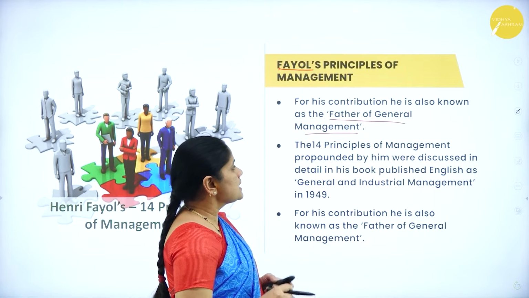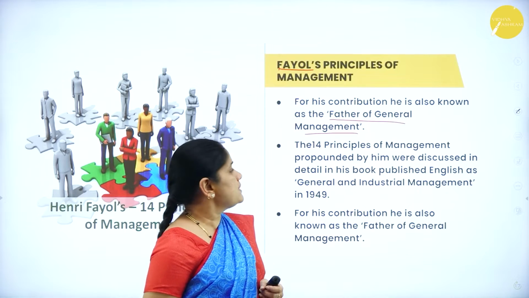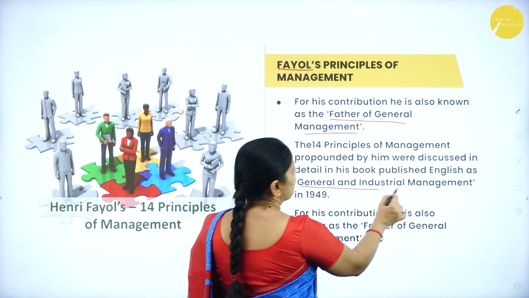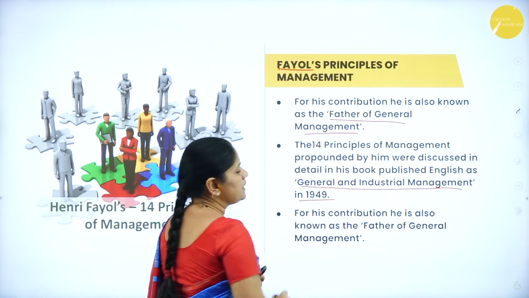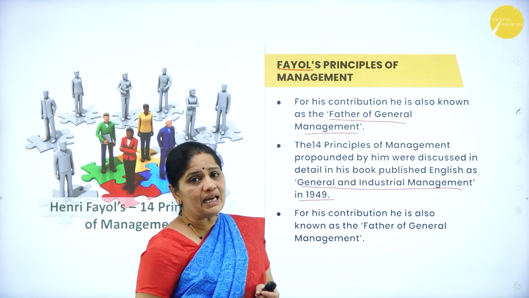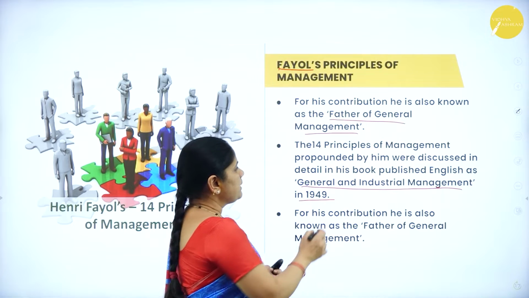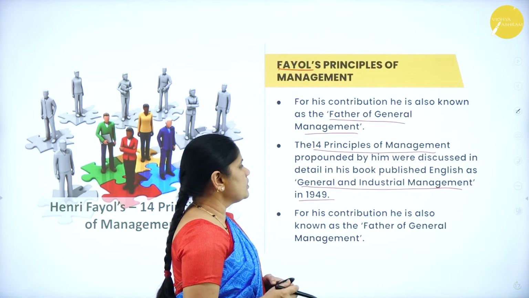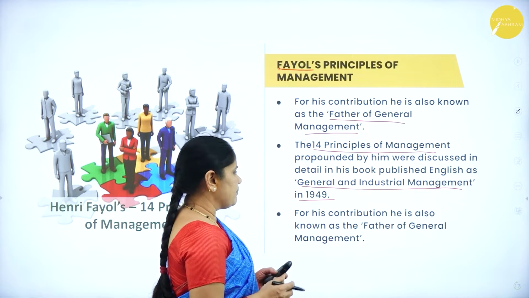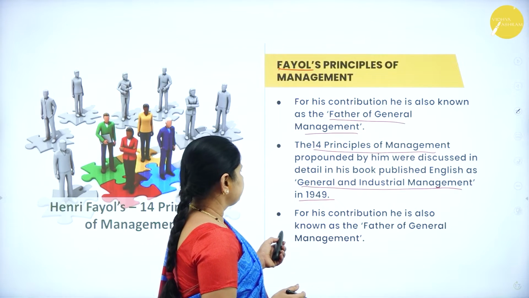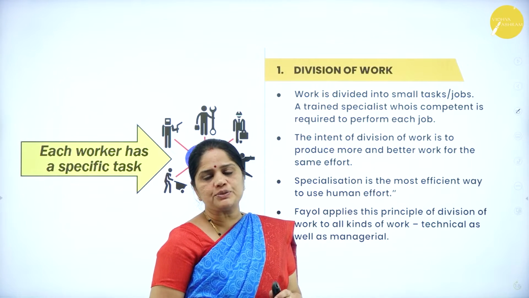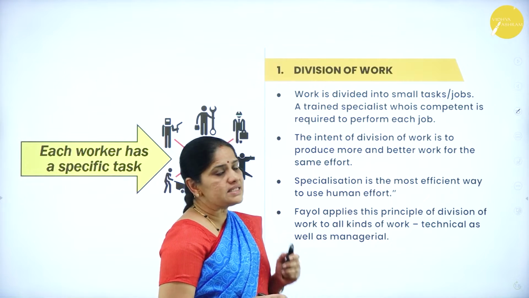Now, he has laid down 14 principles of management which were discussed in his book General and Industrial Management in 1949. So, his 14 principles of management he has discussed in his book General and Industrial Management. Okay, then now let us look into what are the 14 principles of management which Henry Fayol has given us.